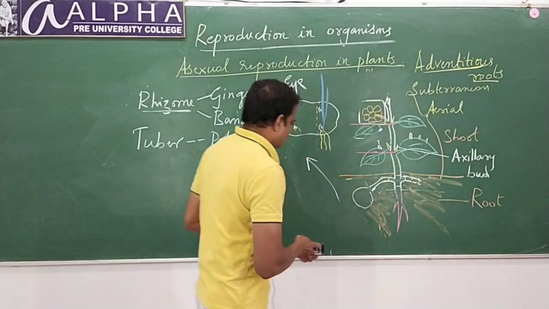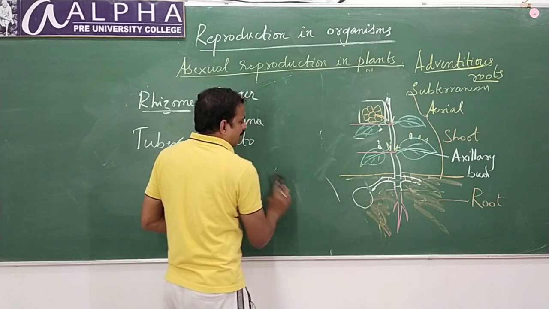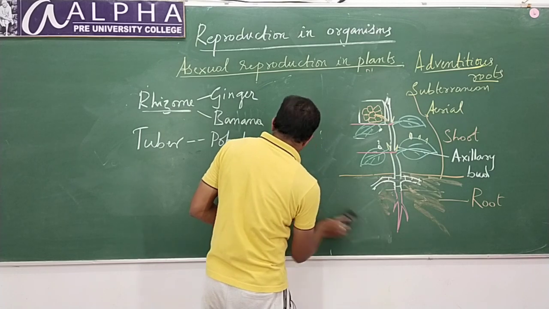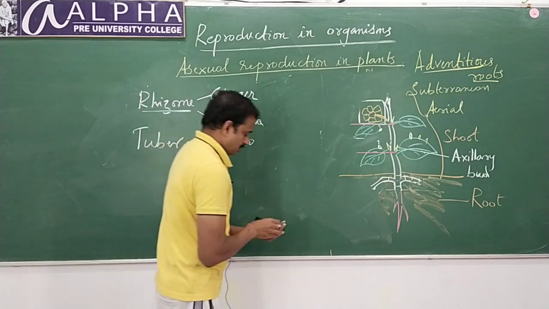Let us go to the next example, students. Okay, the eye helps in vegetative reproduction in case of a potato. Let us go to another example. You may be knowing this.